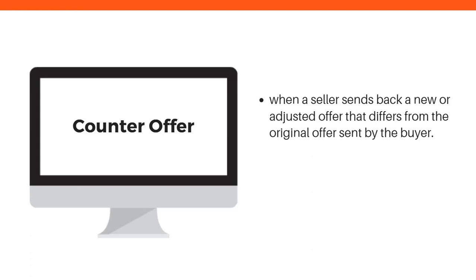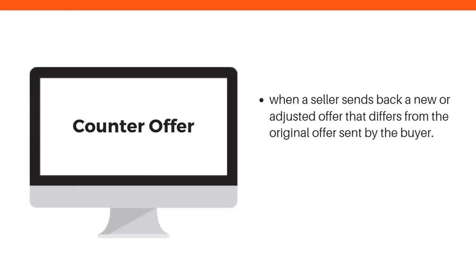Counter offer. This is where a seller will send back a new or adjusted offer that differs from the original offer sent by the buyer, and vice versa. If you send an offer to a seller to purchase the price for, let's say, $100,000 is your purchase price, and they're asking $110,000, the seller might counter you back at $110,000. That's what they originally listed the price at. Or they might counter you back at $105,000.